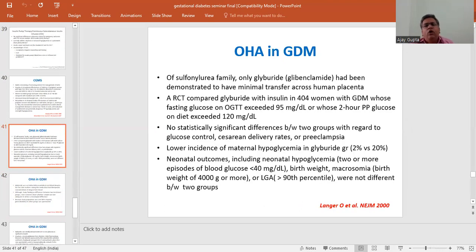Of the sulfonylurea family, only glyburide, that is glibenclamide, has been demonstrated to have minimal transfer across the placenta. A randomized control trial compared glyburide with insulin in 404 women with GDM whose fasting glucose was more than 95 milligram and 2-hour postprandial glucose was more than 120 milligram. No statistically significant difference between the two groups was demonstrated for glucose control. There was a lower incidence of maternal hypoglycemia in the OHA treated group, and neonatal outcomes, including neonatal hypoglycemia, 2 or more episodes of blood glucose less than 40, birth weight, macrosomia and large for gestation, were not different between the two groups. So this is the only drug which can be used among the sulfonylureas, although the data is limited.